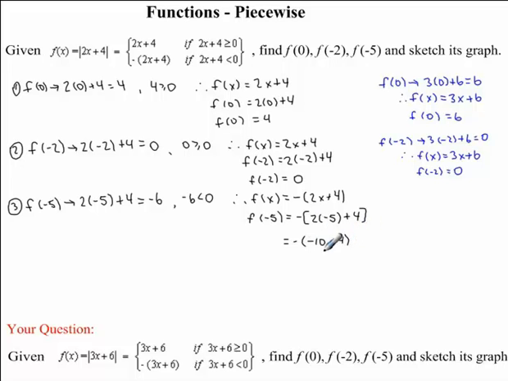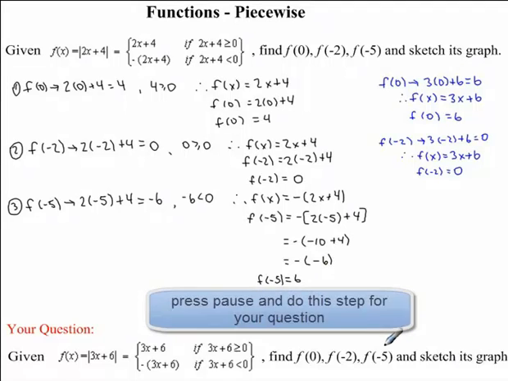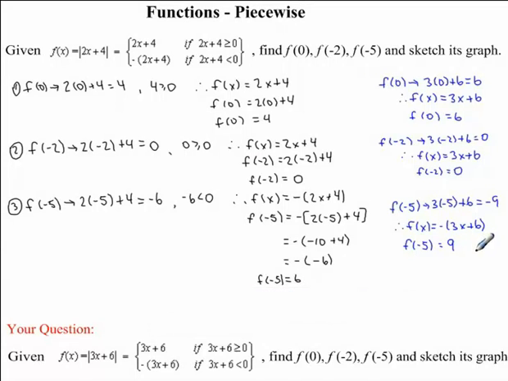Okay, now we need to do BEDMAS, so we need to figure out what's inside our brackets here. We do that by simplifying. -10 plus 4 will give us -6. And finally, -1 times -6 will give us +6. So f of -5 is equal to 6. I now want you to solve for f of -5 in your question. You should get that f of -5 is equal to 9.